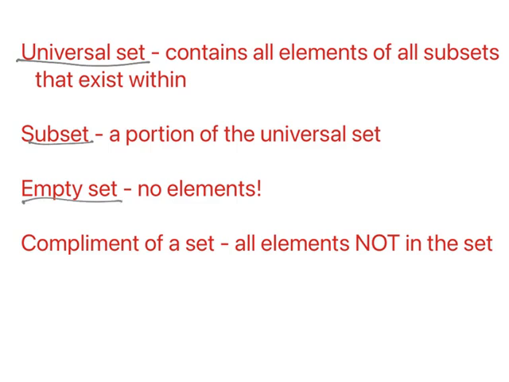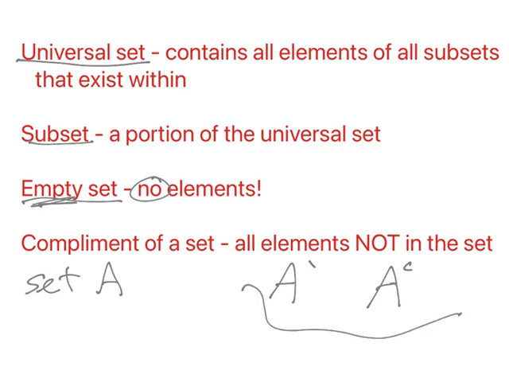Now, if we have an empty set, that simply means we just have no elements. So there's just nothing in it, hence the name empty. And the complement of a set is all elements not in the set that we're talking about. So if we have set A, okay, then the complement, we would say, is A prime, or sometimes you see it as A with a little c. So these two mean everything not in A. So if you know A, then you just take everything else.